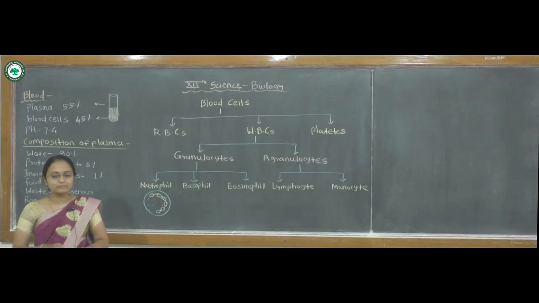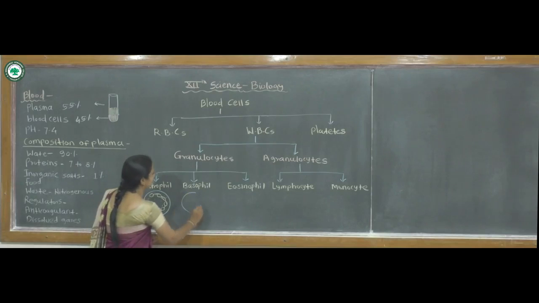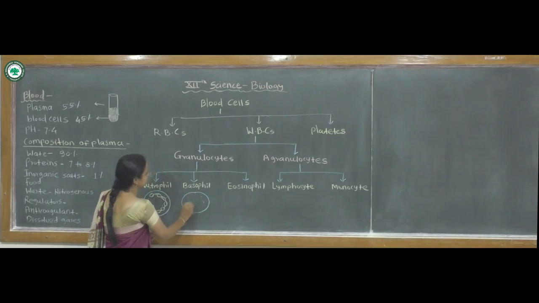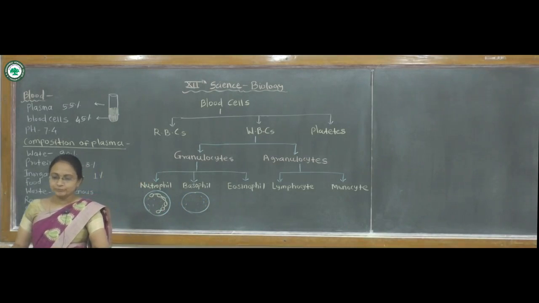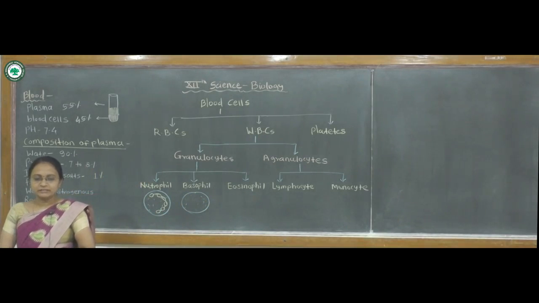The second cell is the basophil. This basophil is also a granulocyte. Its cytoplasm is not clear, and this cell is not phagocytic in function.